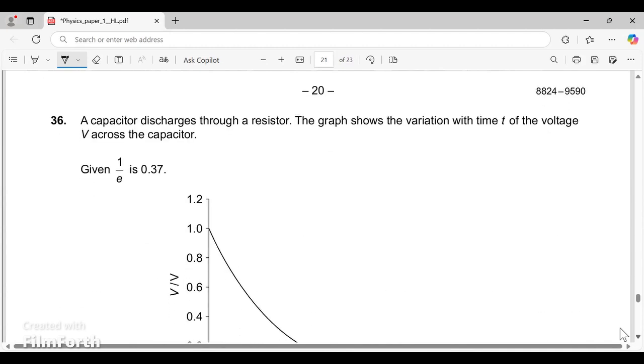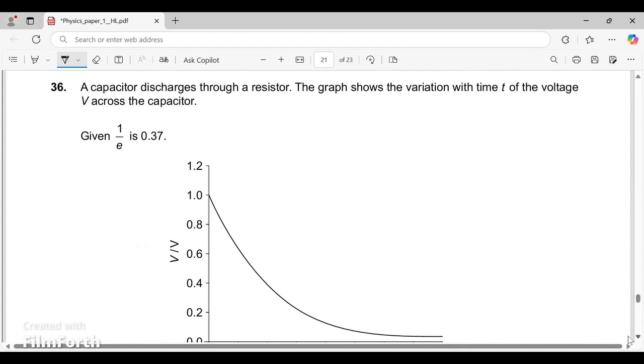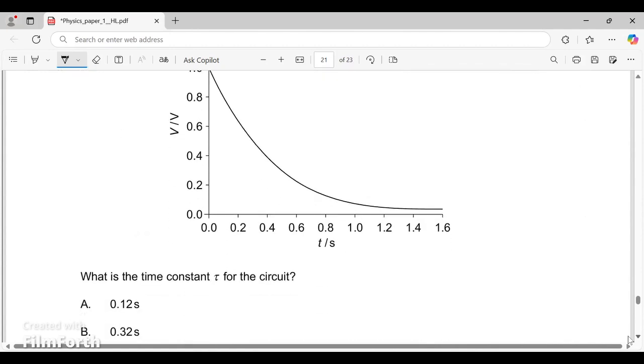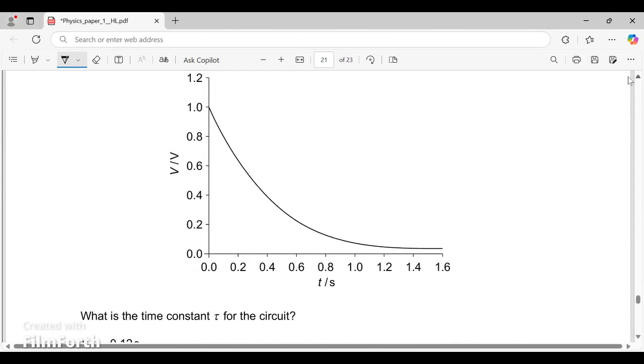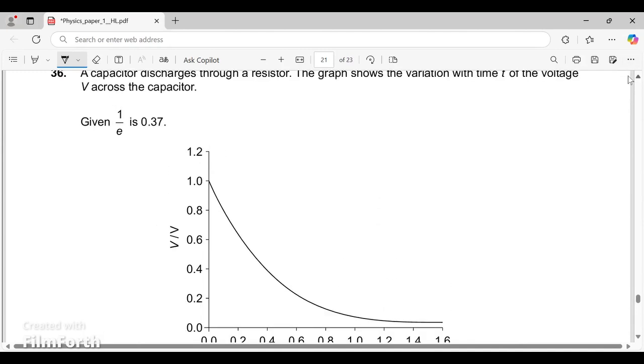So 6. Capacitor discharge through a resistor. The graph shows the variation with time t of the voltage phi across the capacitor. Given 1 over e is 0.37, what is the time constant tau for the circuit? The general formula for the voltage across a capacitor during discharge is V(t) equals V0 e to the power minus t over tau.